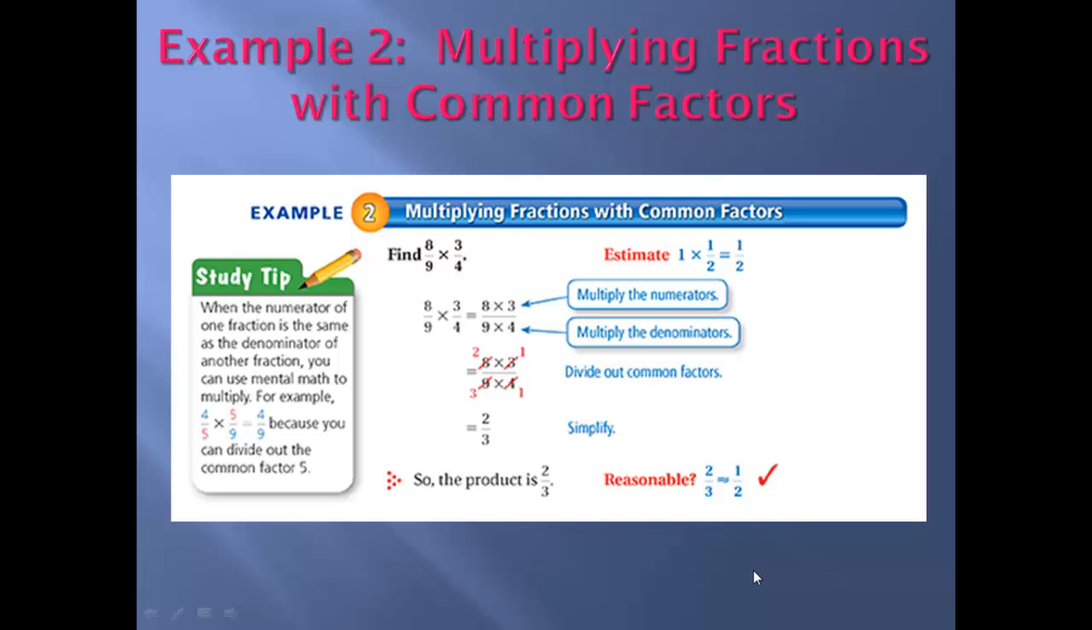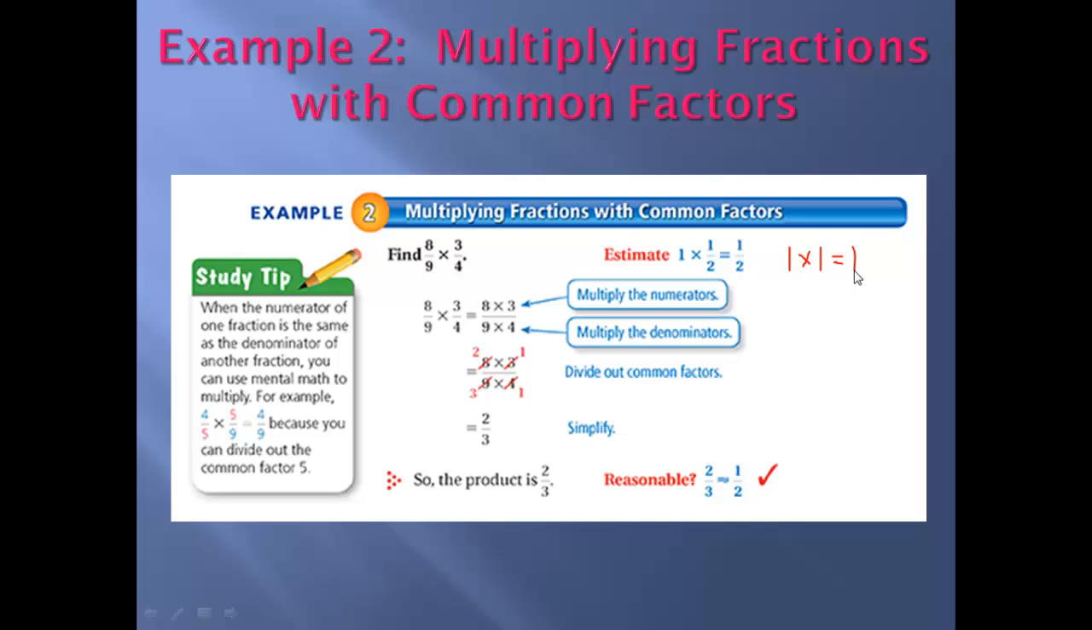Now let's look at our problem. We're going to find 8/9 times 3/4. First, we can estimate. We can say that 8/9 is about 1, and we can say that 3/4 is about 1/2, and 1 times 1/2 is 1/2. We also could estimate this as saying that 8/9 is about 1, and that 3/4 also is about 1. Since 3/4 is right in the middle, we could also round it up, so we could say that our answer is going to be close to 1. This will probably tell us that our answer is going to be somewhere between 1/2 and 1.